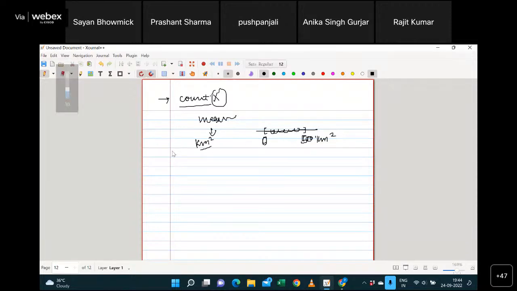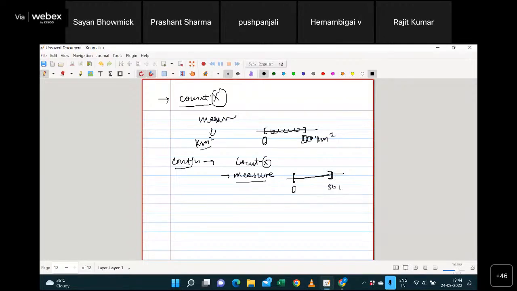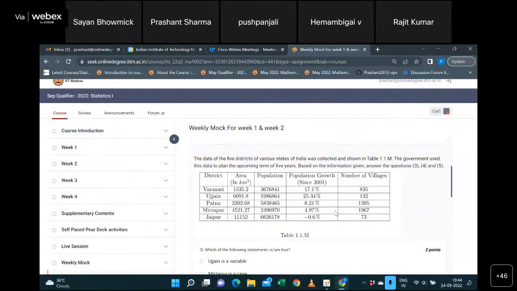What is a continuous random variable, or continuous data? Continuous data is something you cannot count, first thing. Second thing, we can measure it, so measurement is involved, and it can take any value within a given interval between two values. Suppose the minimum area is 0 square kilometers and the maximum is 50 square kilometers. Area is something like a field. It can take any value between these two limits. So area is continuous. Is it clear for everyone?